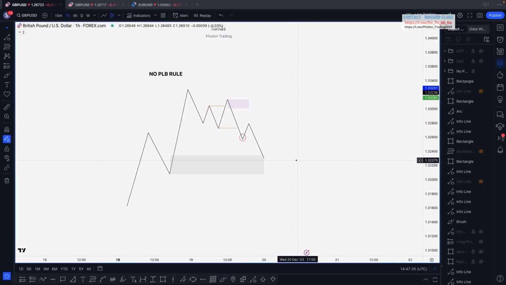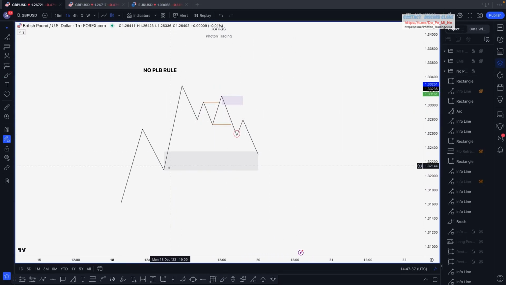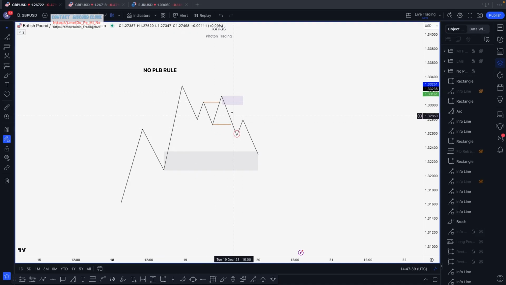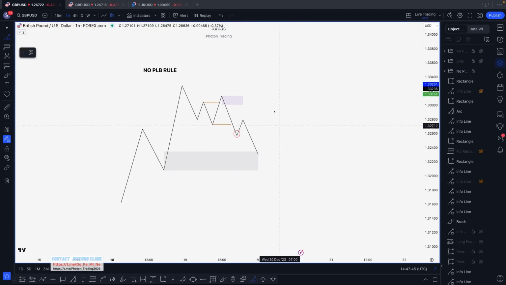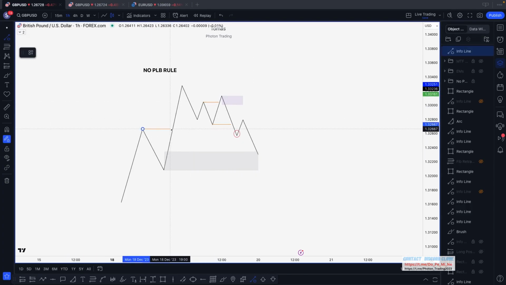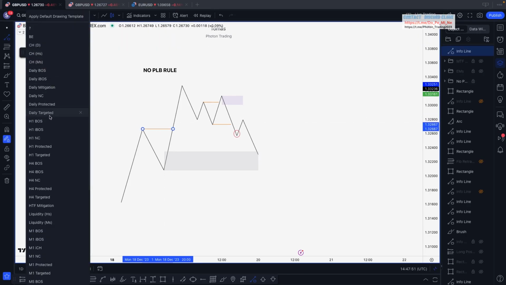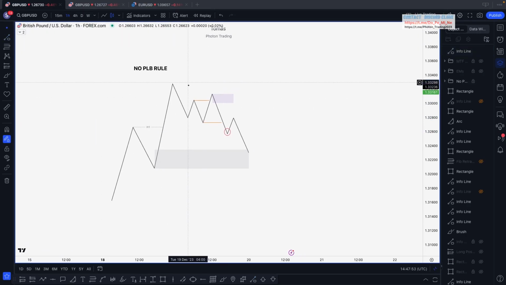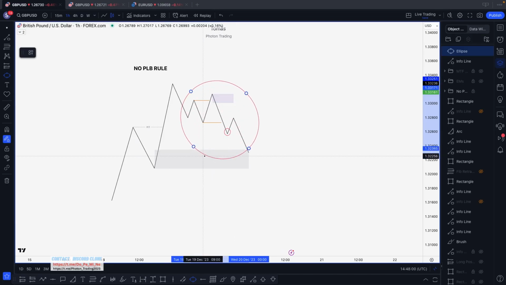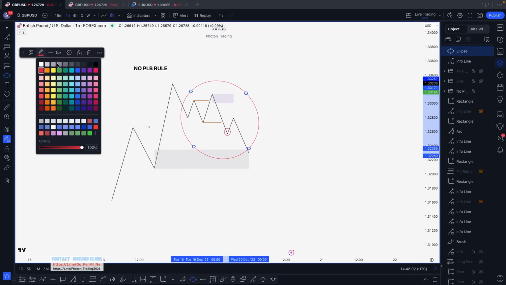Imagine that this is the H1, and then everything here is the M15. Let me just use the H1 here for you guys to see. Basically, let's say this is M15.